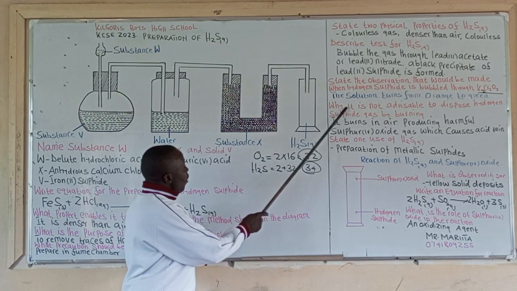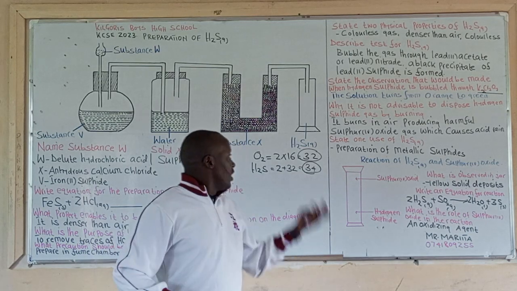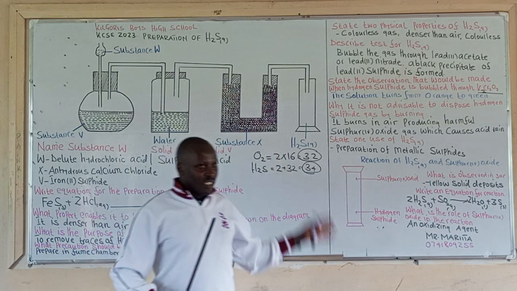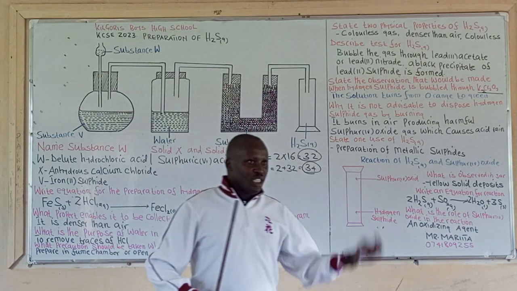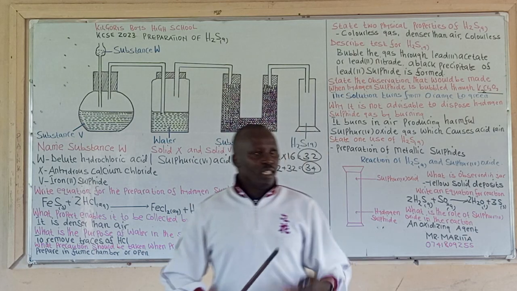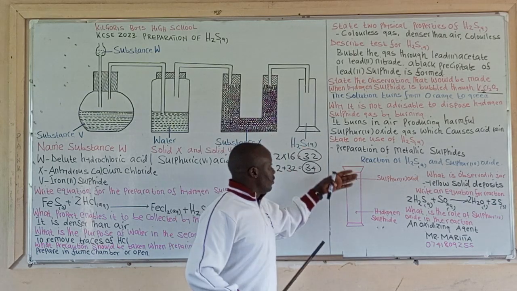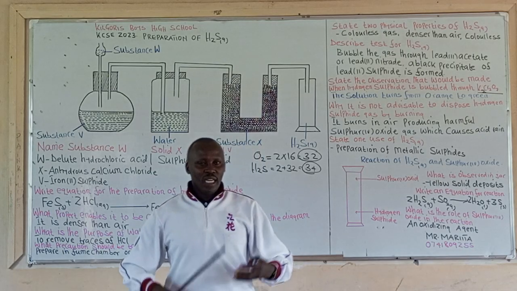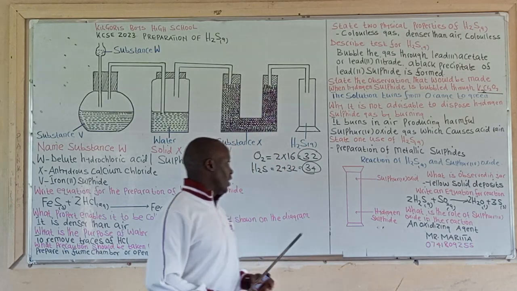Now, why is it not advisable to dispose of hydrogen sulfide gas by burning? What you need to understand is that hydrogen sulfide burns in air with the formation of a harmful gas, and this harmful gas is a sulfur oxide, which forms acid rain. So it is because of that you cannot dispose of it by burning, because it forms a harmful sulfur oxide gas, which forms acid rain.